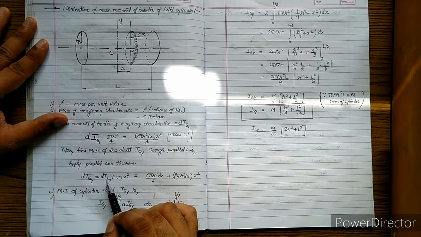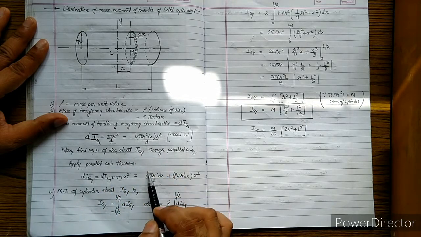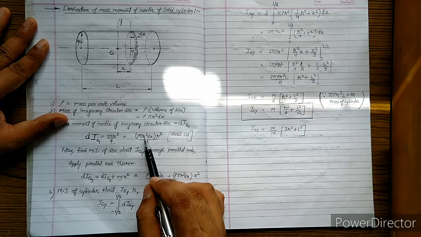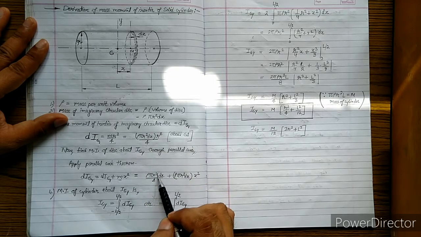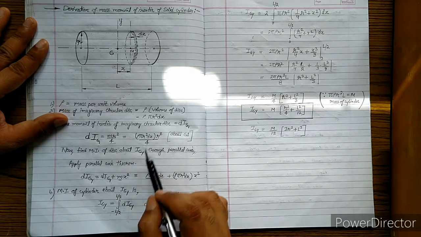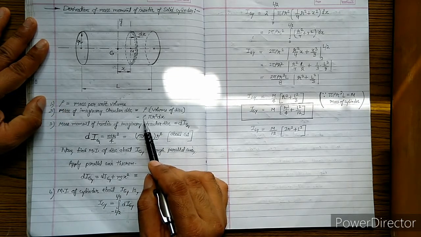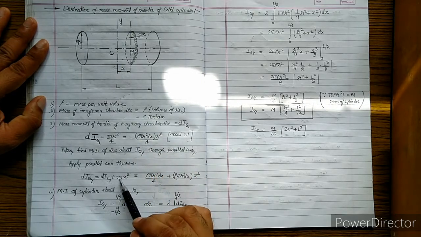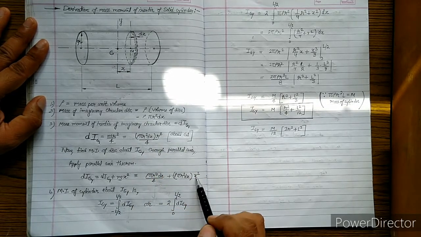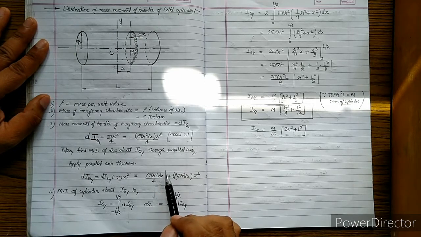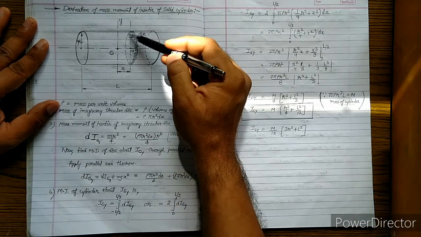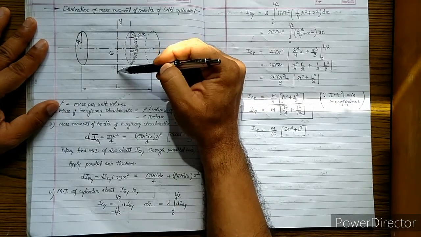How to solve? Put the value of dIG1, this value. So this value is written here, but these two are written as r power 4 dx. Put the value of m. It is how much? Rho pi r square dx. So that value is written here times x square. So this is the mass moment of inertia of the circular disk about the main axis.